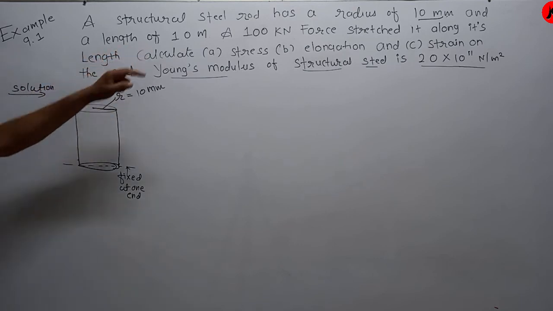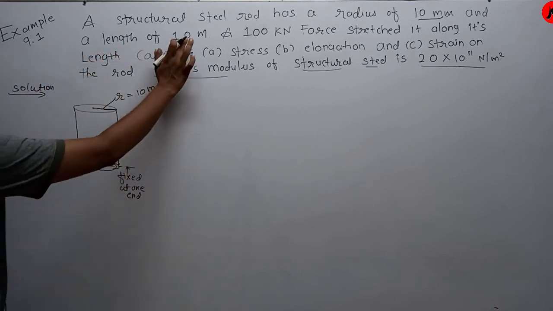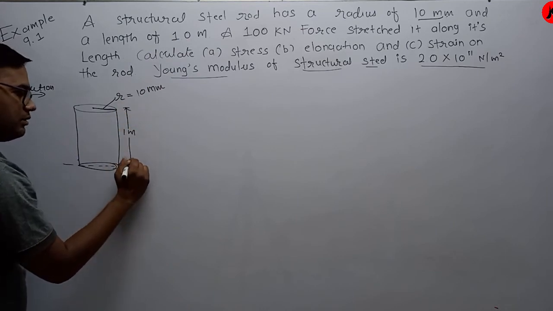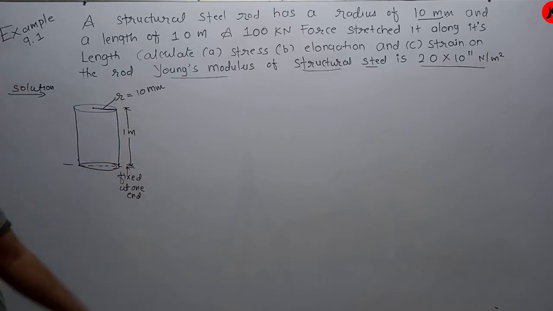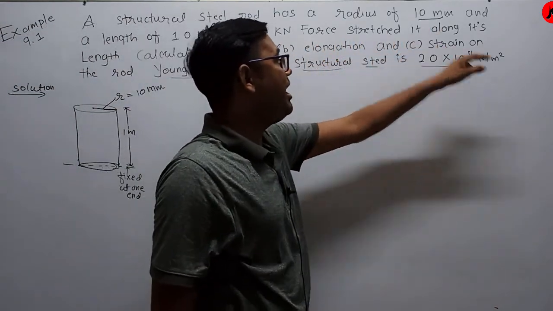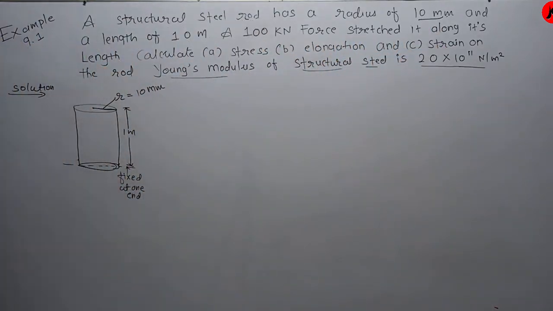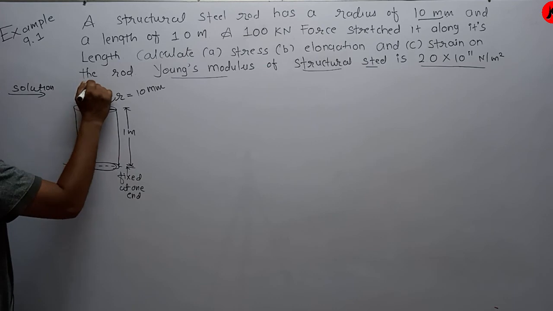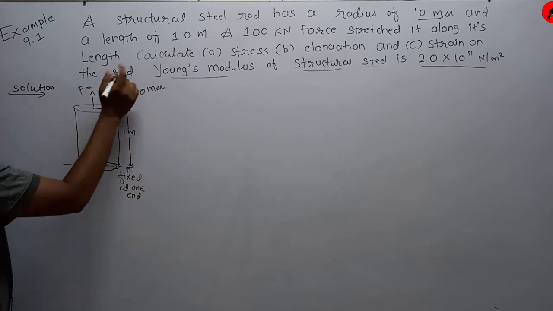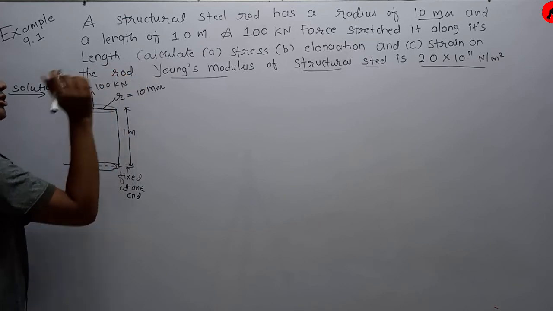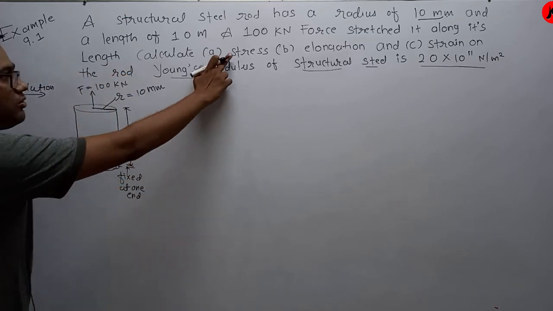And the length of the steel rod is also given. The length is given as 1 meter, right? And a 100 kilonewton force stretches it along its length, meaning the stretching force is given, and the stretching force is in this direction like this, F, and the value of F is 100 kilonewton. And what do we need to calculate?